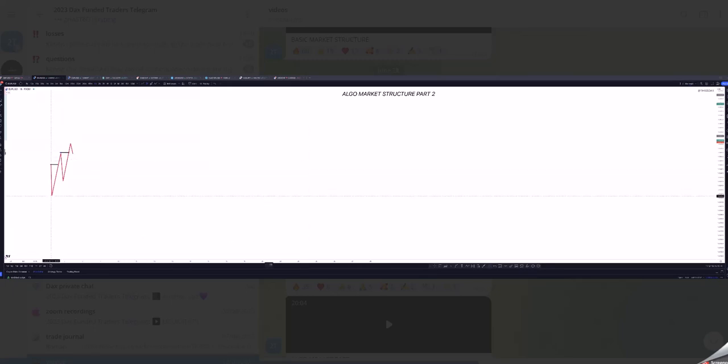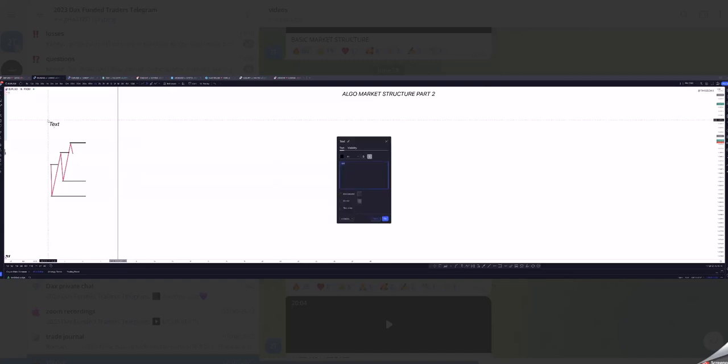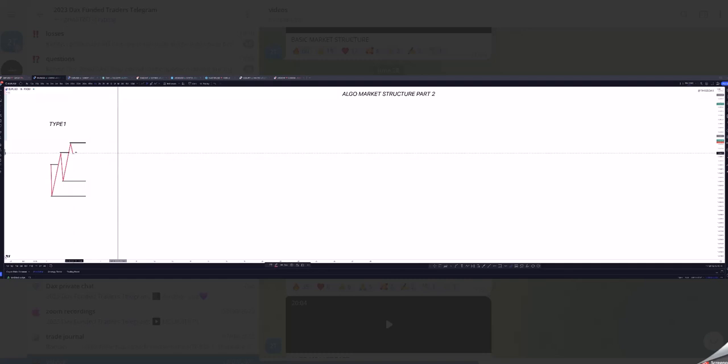We have this low A, B, and C. So this is type what? Type 1. Please pay close attention. So what do you expect price to do in this case? Substructure, take out the B, then buy off.